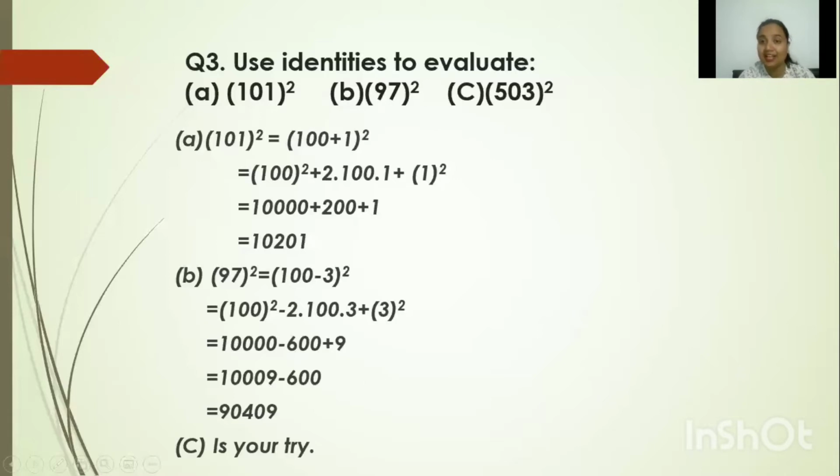See, it is your try. 503 is just 500 plus 3 and you can simply open it with the (a plus b) whole square identity. Okay, the very first one.